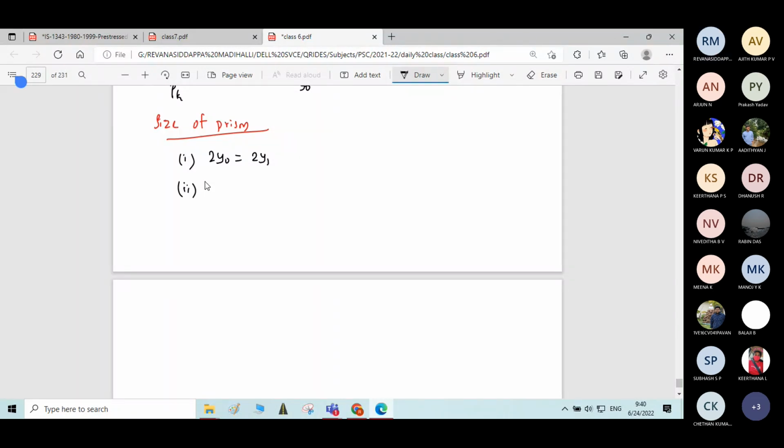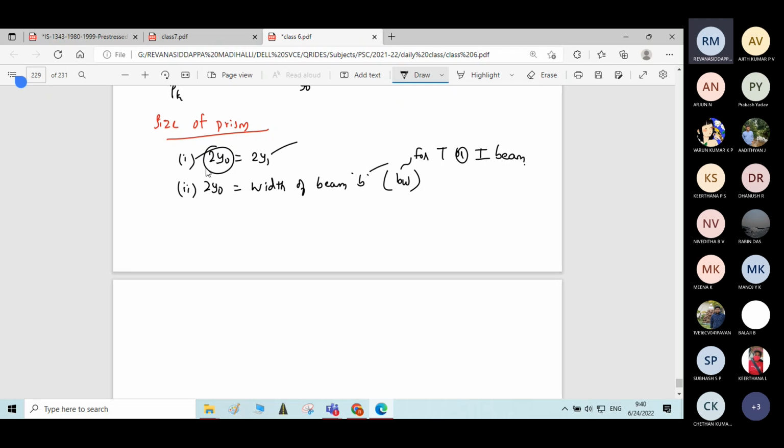The second way: 2y0, the size of the prism, is taken as the width of the beam. If it is a T beam or I beam, we consider bw, the width of the web. We calculate in two ways, and whichever is the least value of these two calculations, we consider it as the value of 2y0, that is the size of the prism.